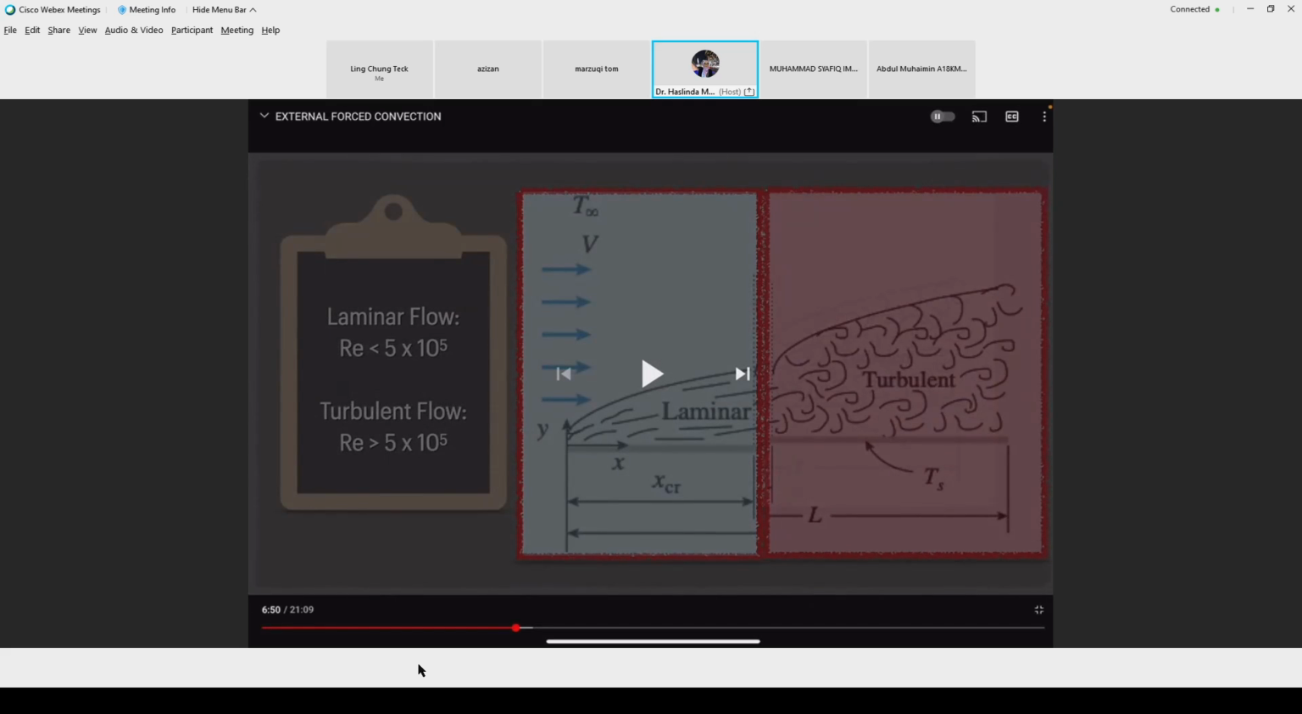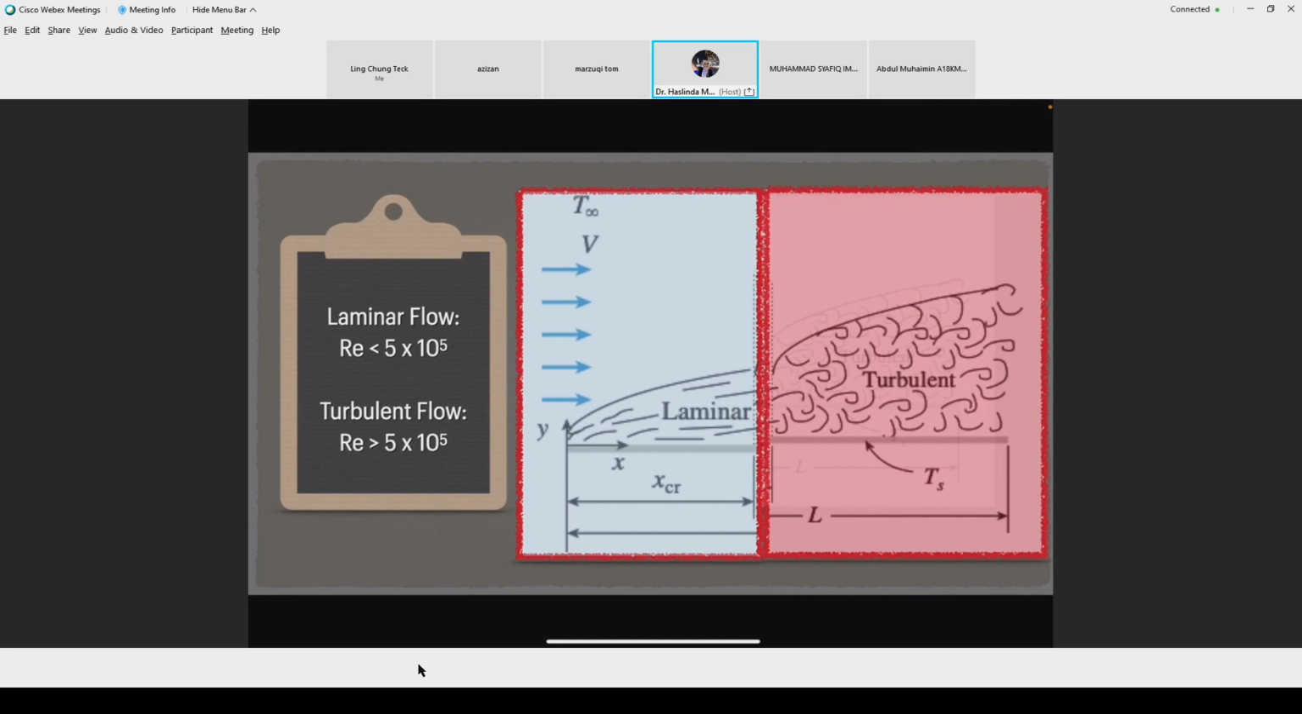Sekejap, saya nak bagi tahu di sini. Okay, can you see this? Laminar flow, the condition is less than 5 times 10 to the power of 5. If you calculate the Reynolds number, the Reynolds number must be less than 5 times 10 to the power of 5. And then for the turbulent flow is beyond that. Yeah, 5 times 10 to the power of 5. I hope all of you understand.